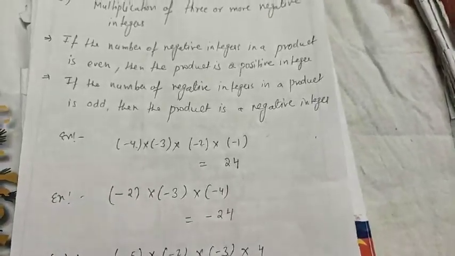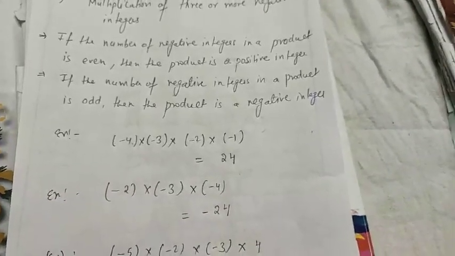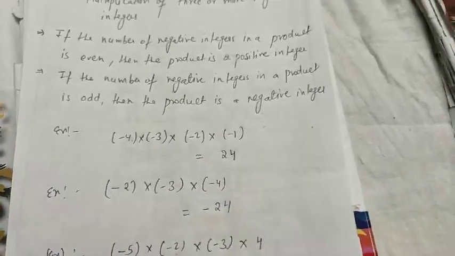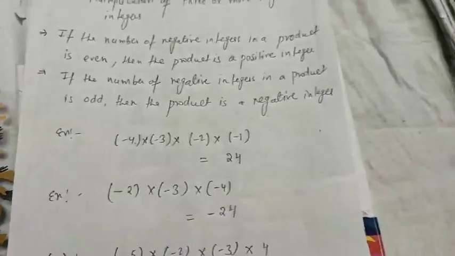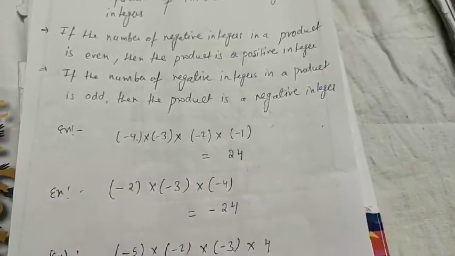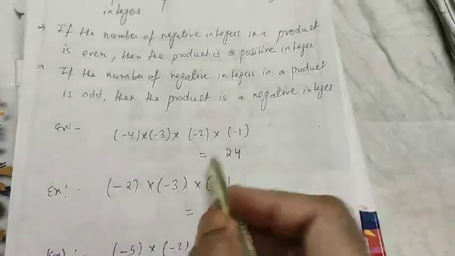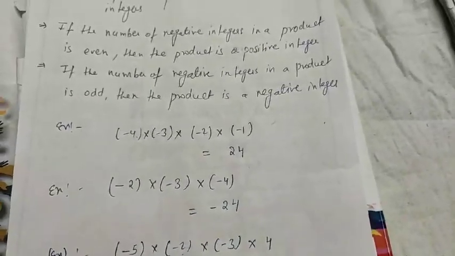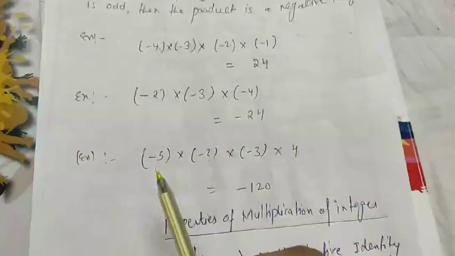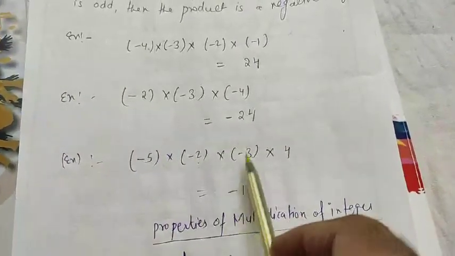So similarly, if the minus sign comes 5 times, 7 times, 9 times, in the final answer you will always have to put the minus sign. If the negative integers are in the form of even numbers like 4 times, 8 times, 10 times, 20 times, then in the final answer there will be no negative sign, only the positive sign. Clear? We can understand this with one more example, like minus 5, minus 2, minus 3 and 4.